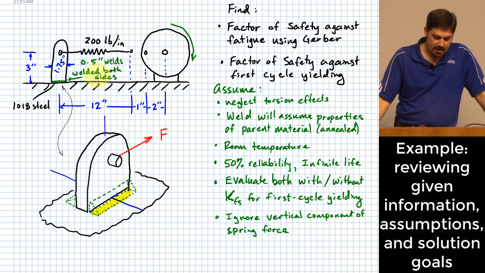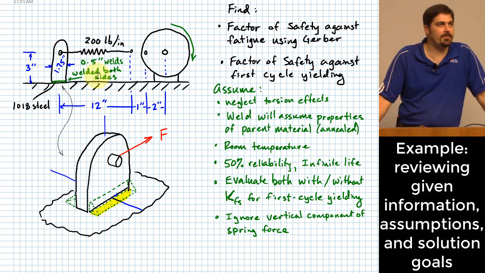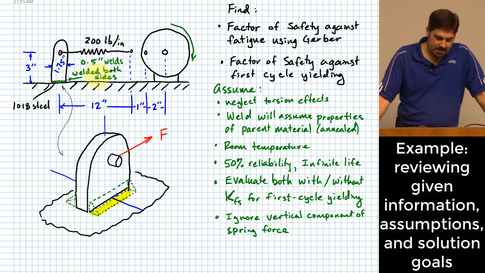We're given some dimensions of this connection, so we know how wide the tab is right there, and we know how tall the tab is. The tab is there to provide an attachment point for a spring that is then going to be extended to a crank that is rotating. Okay, so that's what's going on here.